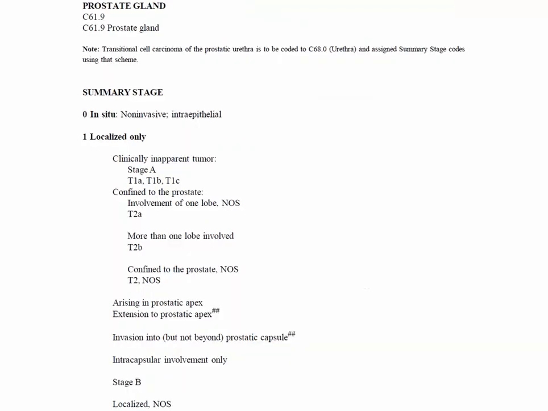Here is a quick screenshot of the first page of Appendix A, which is Summary Stage 2000. Summary Stage 2018, which you will find in Appendix B, is used for diagnosis year 2018 and later, and is very, very similar to this, except it has additional helpful notes and clarifications added.